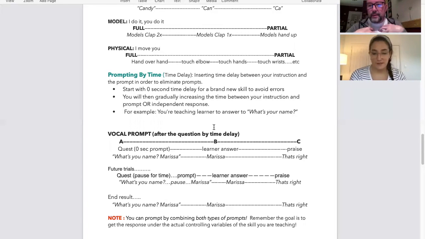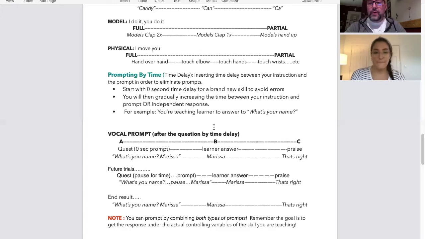That could be a vocal response. If it was someone who was using their AAC talker, it might be that they're selecting the picture of their name. If it was someone who was a signer, it might be that they're finger spelling it. Whatever the modality for your learner is, the same basic procedures will account for that. So in a time delay, what we're looking for is the time in between the direction and the amount of help.